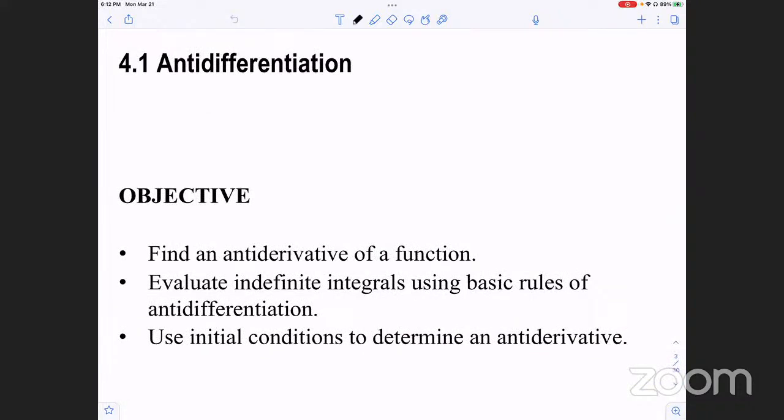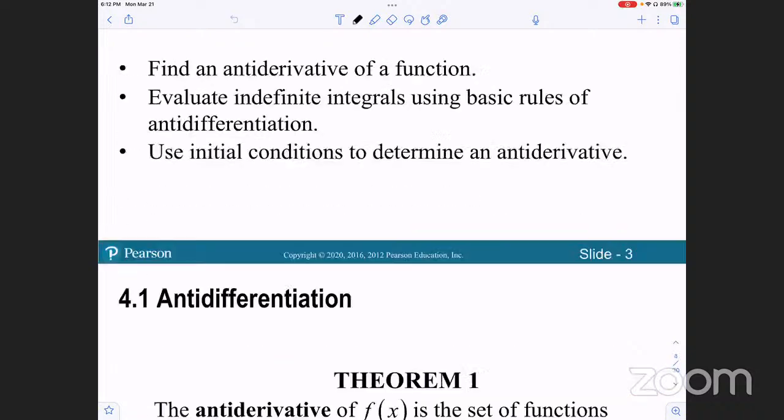We'd like to find an antiderivative of a function, evaluate indefinite integrals using basic rules of anti-differentiation, and use initial conditions to determine an antiderivative.